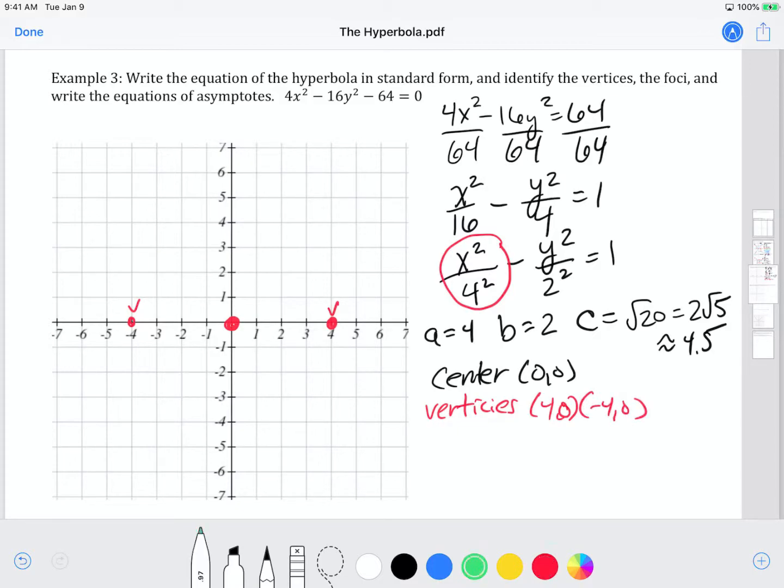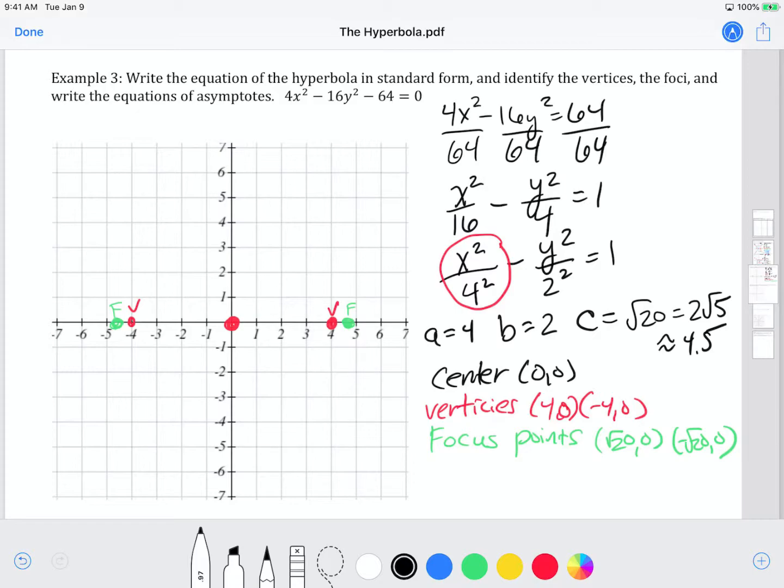My focus point, I have to come out C in either direction. So it's going to be about right here and about right here, about 4.5. Now, if I want to write this as exact, and since I'm moving horizontally, I would write this as the square root of 20, 0, and minus the square root of 20, 0.